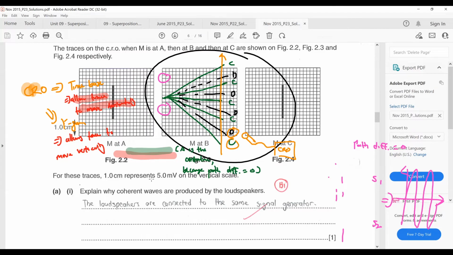Oh, sorry. They're asking you something else for this. Why coherent waves are produced by the loudspeakers? They're asking you to explain why the loudspeakers are now producing coherent waves. It's because they're connected to the same signal generator. It's not asking you why the waves produced must be coherent. If they're asking that, then it's to produce a steady interference pattern. But they're not asking you that right now. They're asking why the waves produced by the loudspeaker are coherent now. It's because they are connected to the same signal generator.